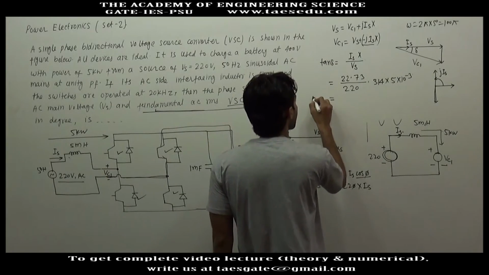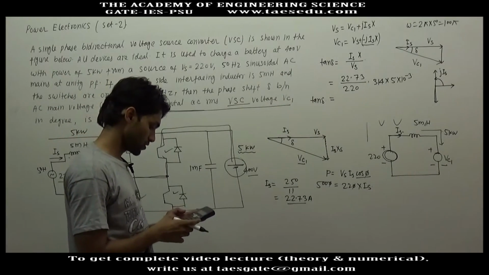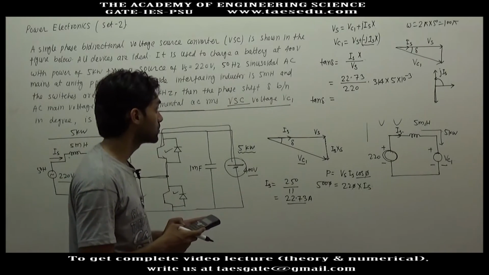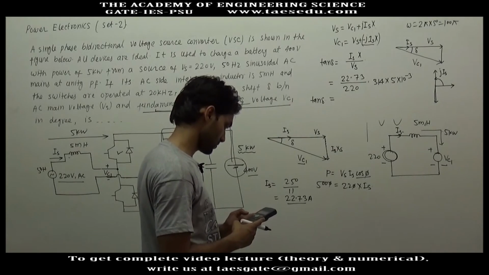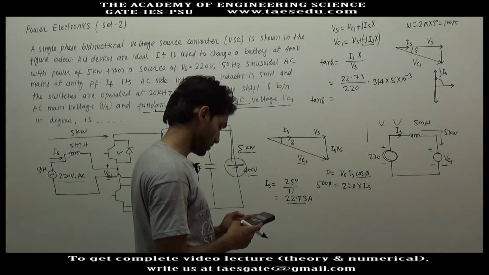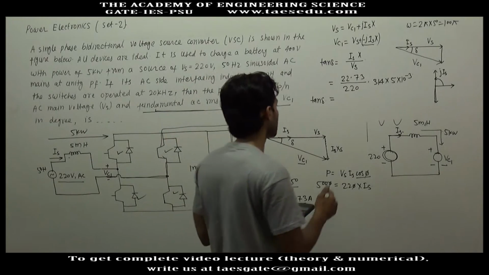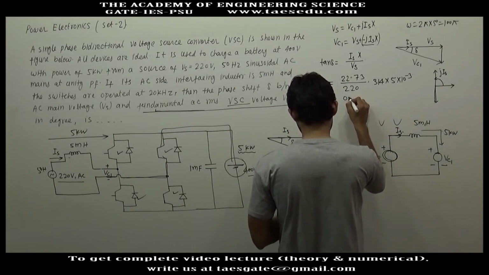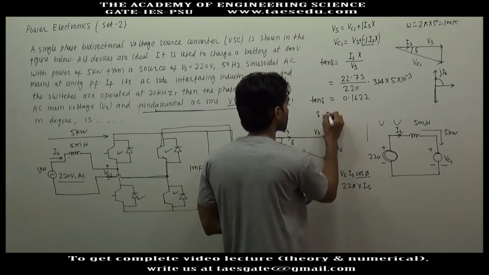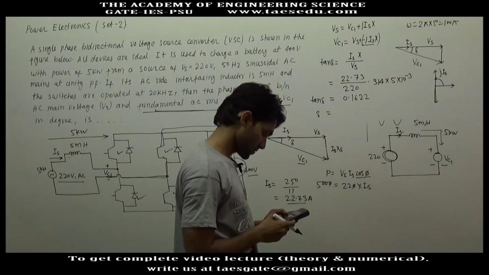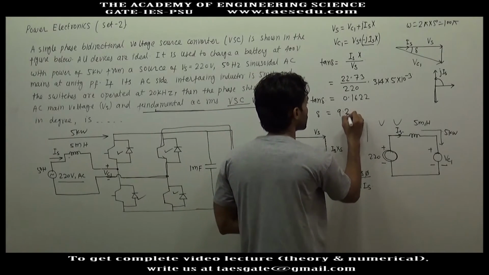So this will give you tan delta as 22.73 into 1.57 divided by 220. This is 0.1622. So delta will be tan inverse of this. Tan inverse of the answer will be 9.21 degree.